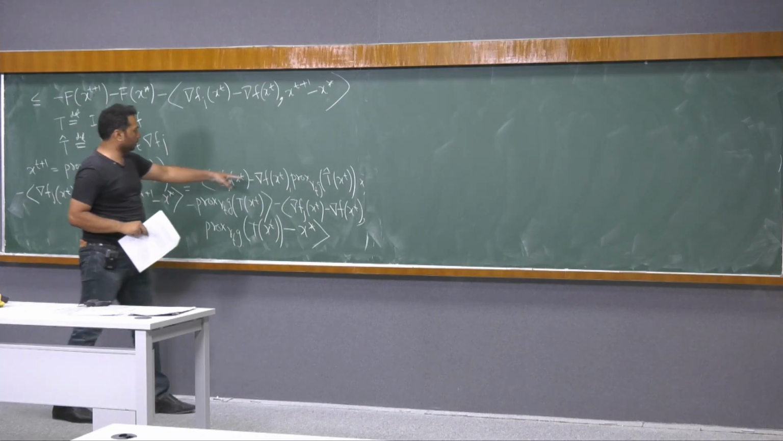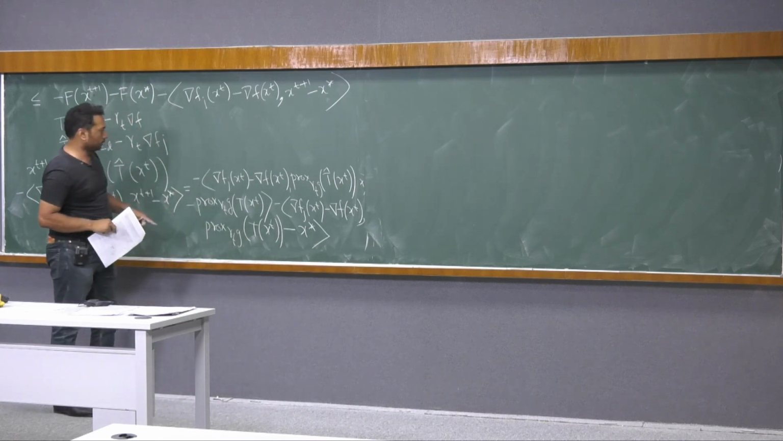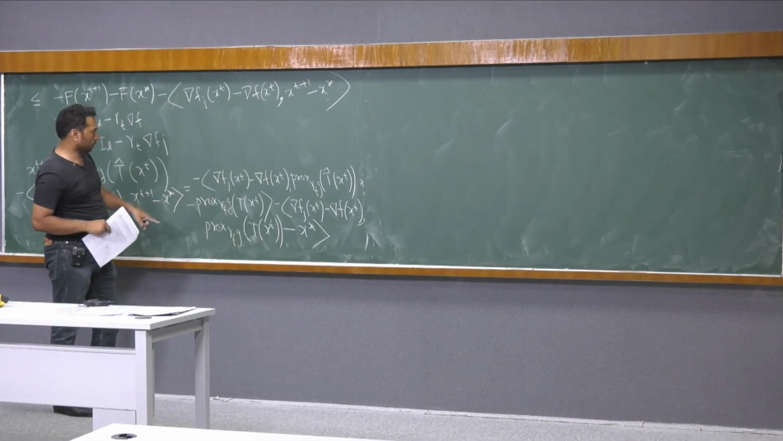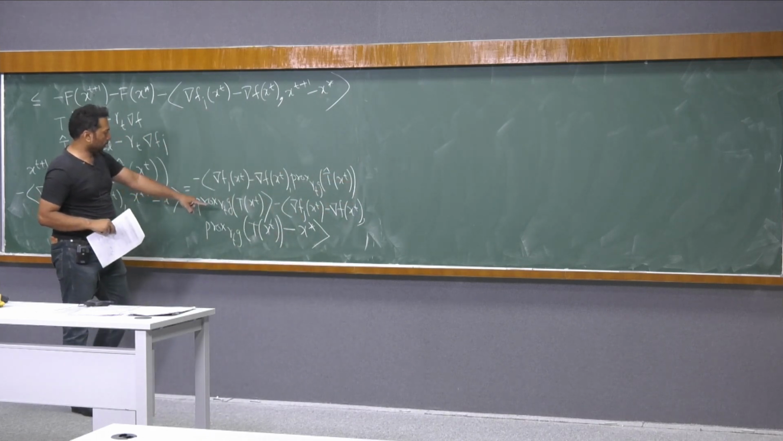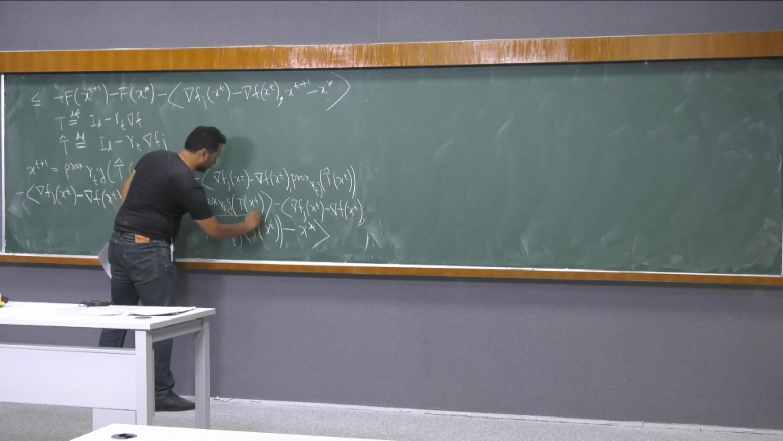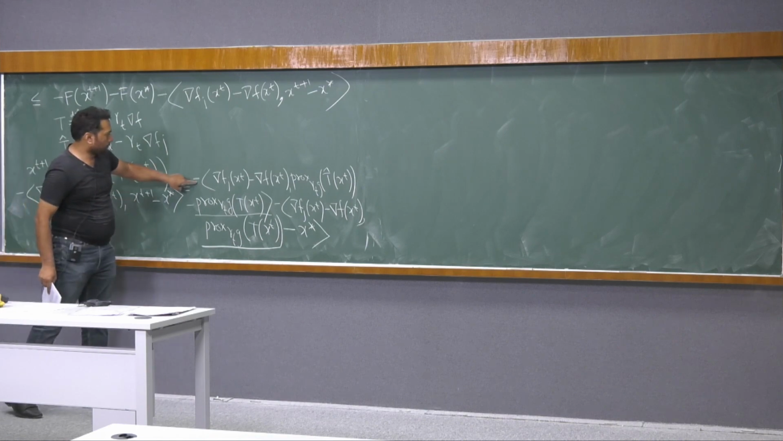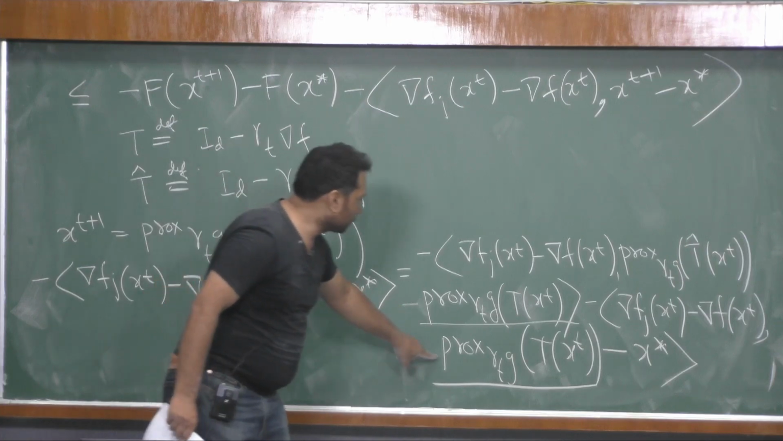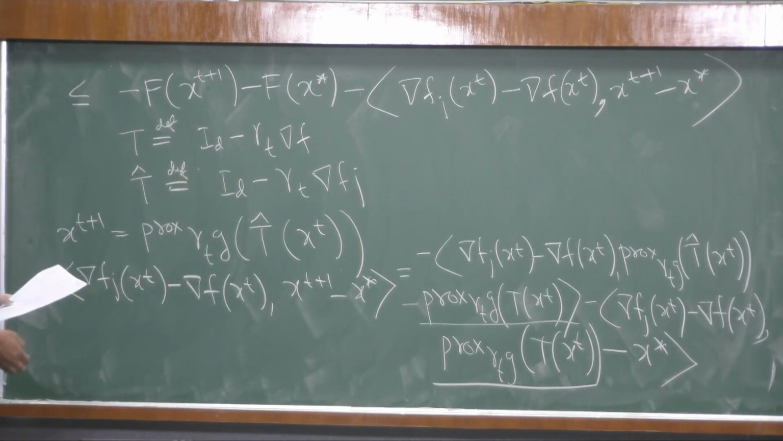This is grad f_j(x_t) minus grad f(x_t), the proximal of T hat x_t, and this is minus the proximal of gamma_t, T x_t. So this is what we subtracted and added. Subtracted and added because there is a negative, so negative makes it positive, but for this guy it's negative. Okay, so we added and subtracted. Now let us see what would be the consequence of this.